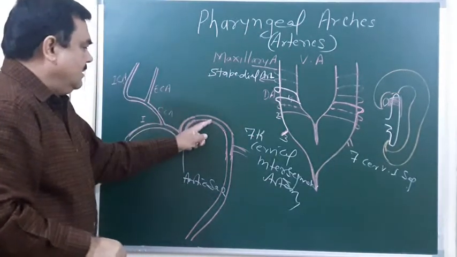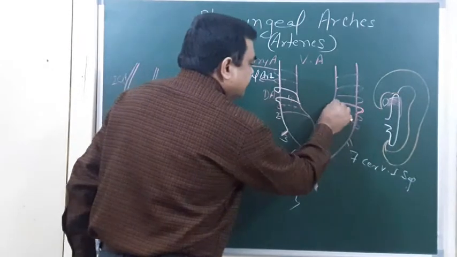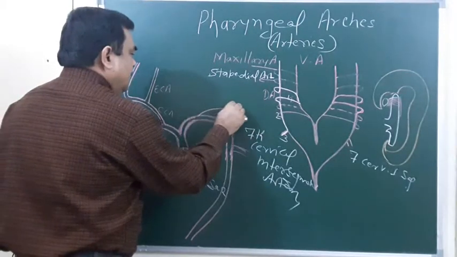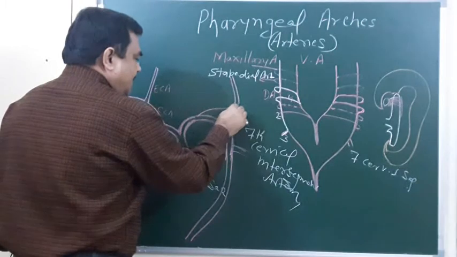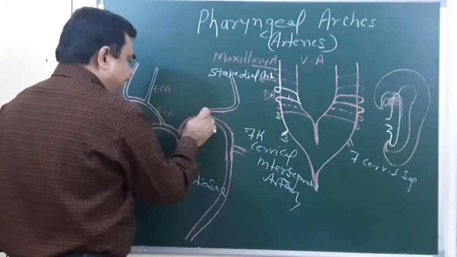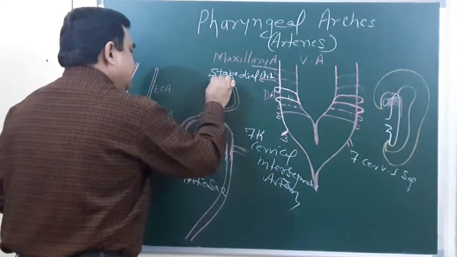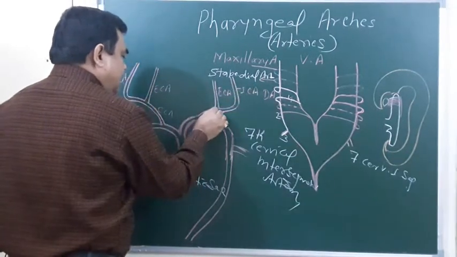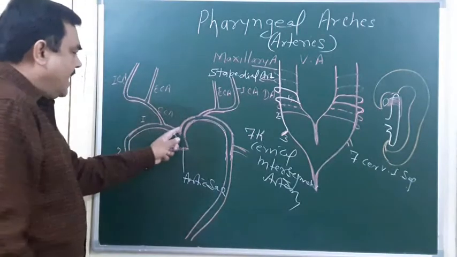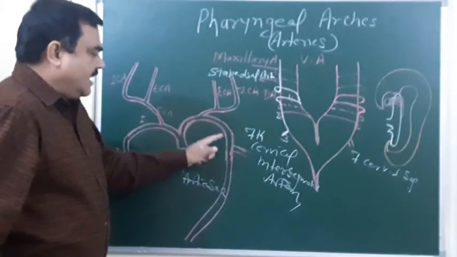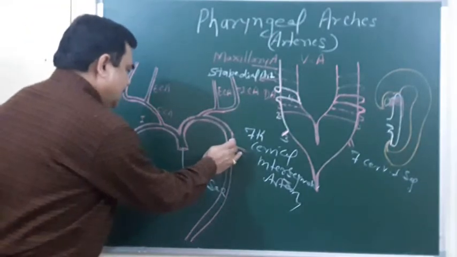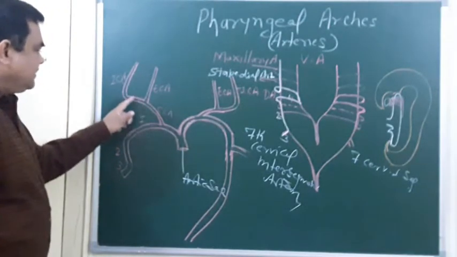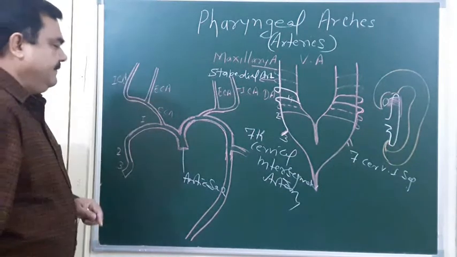And on the left side, this is the dorsal aorta, this is the third arch artery, it gives a branch. This is the external carotid artery, this is the internal carotid artery, and here is the common carotid artery. So from the arch of the aorta, the common carotid artery and subclavian artery arise on the left side, and on the right side the brachiocephalic artery arises, and this gives the internal carotid and external carotid artery.